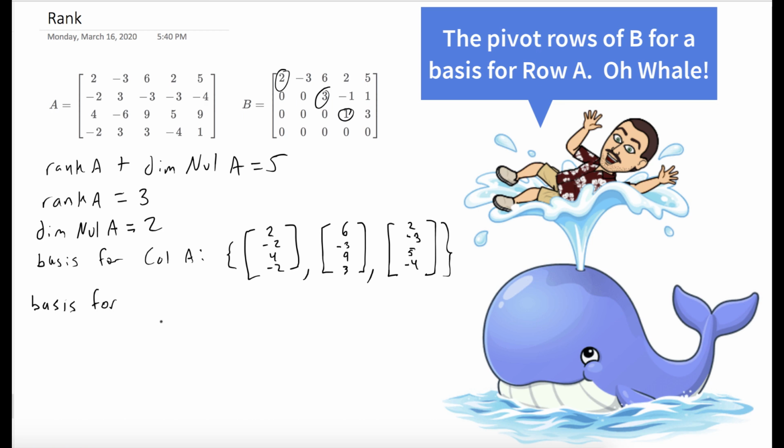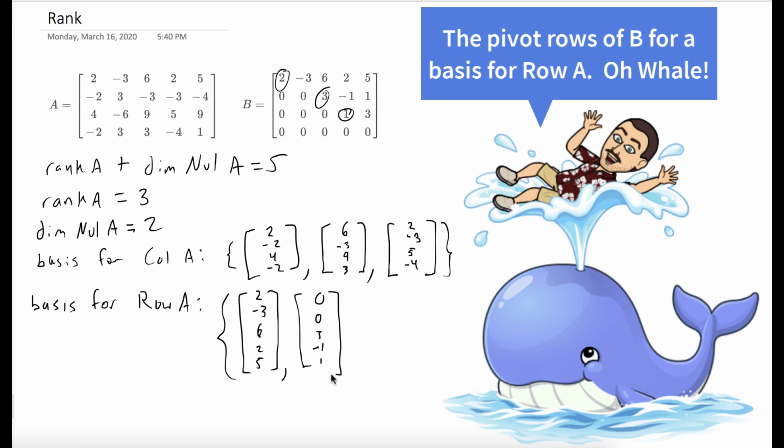The reason why I'm stressing this is because when we find the basis for the row space, we use the rows from the matrix in row echelon form. So here, the basis for the row space of A is the first, second, and third rows of B. And really, we could have picked any matrix in row echelon form that's row equivalent to A.